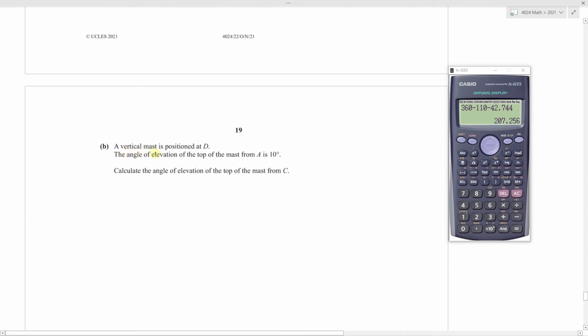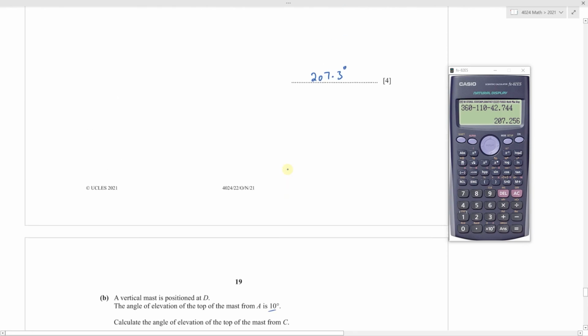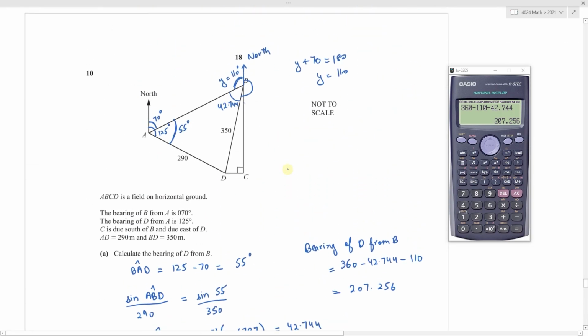Part B: a vertical mast is positioned at D. The angle of elevation of the top of the mast from A is 10 degrees. Calculate the angle of elevation of the top of the mast from C. So you have a vertical mast. Let me just erase these. So I have a vertical mast that is positioned at D. So this is vertical, and the angle of elevation of the top from A.